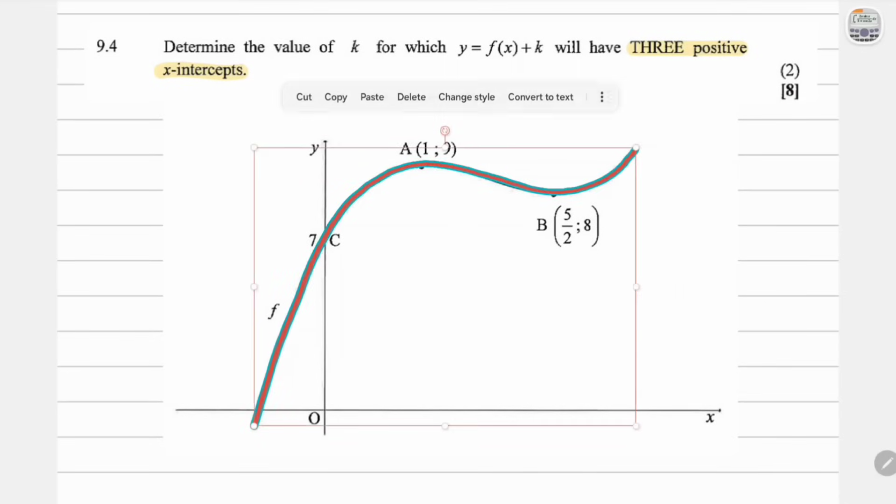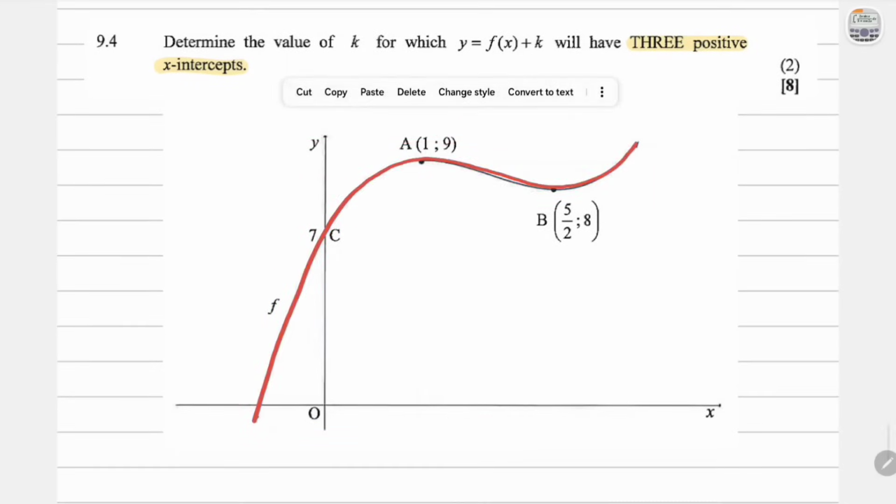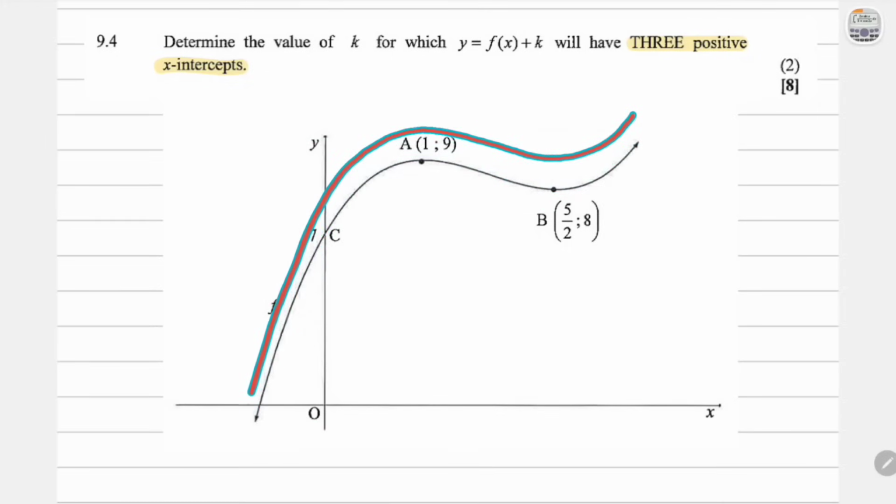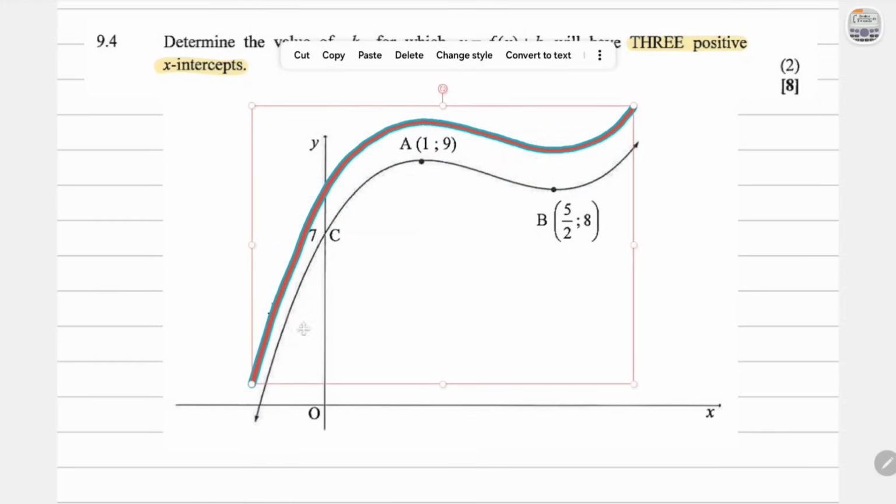Okay, so here is our graph, and let's just see. Right now, looking at the graph, how many x-intercepts do we have? We have 1. It's this one over here. Okay, we have 1 x-intercept there. But now we needed to have 3 positive x-intercepts. So in order to get more x-intercepts, you have to shift this graph down, not up. If you move it up, it does not help. It's just going to keep having 1 x-intercept. So we need to move it down.